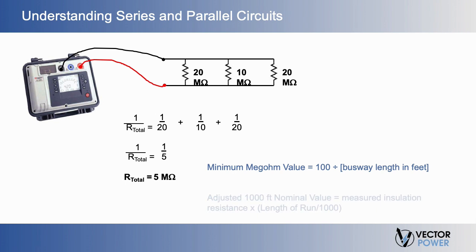Adjusted to 1,000-foot nominal value, we would use the formula. The 1,000-foot nominal value equals measured insulation resistance times length of the run divided by 1,000. The converted insulation resistance values less than the manufacturer's minimum or less than the corrected minimum megohm value should be investigated.